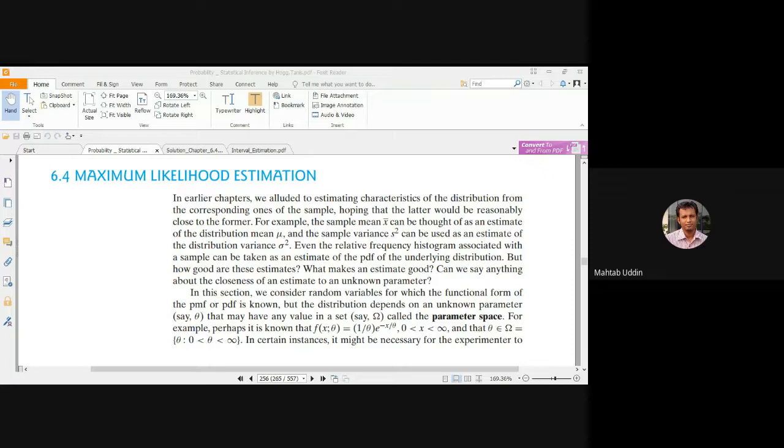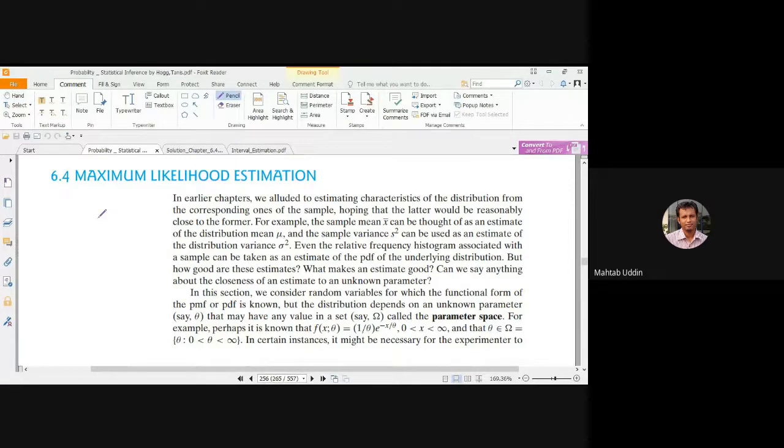Here you can see this is chapter 6.4. The title of the chapter is Maximum Likelihood Estimation. Actually, we have to estimate some parameters of the distributions we have solved. If we consider the exponential distribution, what is the exponential distribution? f(x) is 1 by theta e to the power minus x by theta, right? Where x is between 0 to infinity, theta also 0 to infinity.